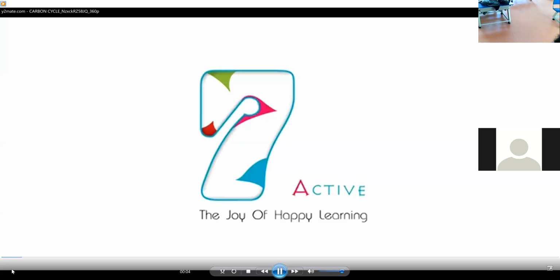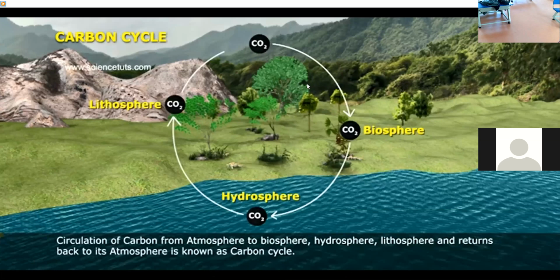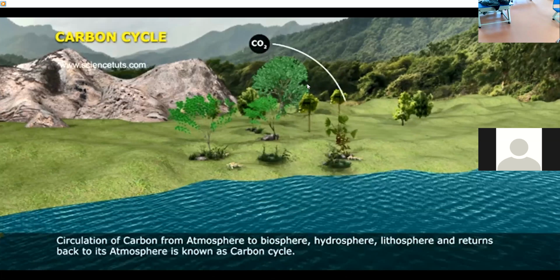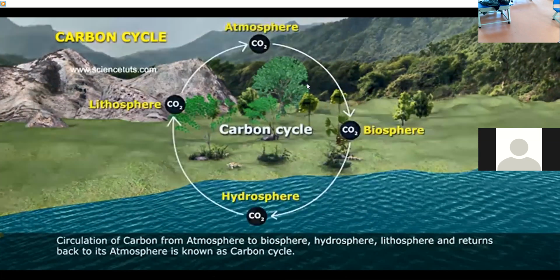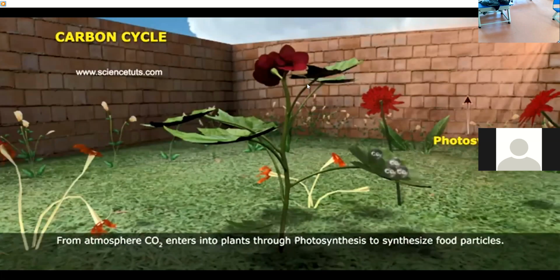Carbon cycle. Carbon concentration in atmosphere is 0.03%. Circulation of carbon from atmosphere to biosphere, hydrosphere, lithosphere, and returns back to atmosphere is known as carbon cycle. From atmosphere, CO2 enters into plants through photosynthesis to synthesize food particles.